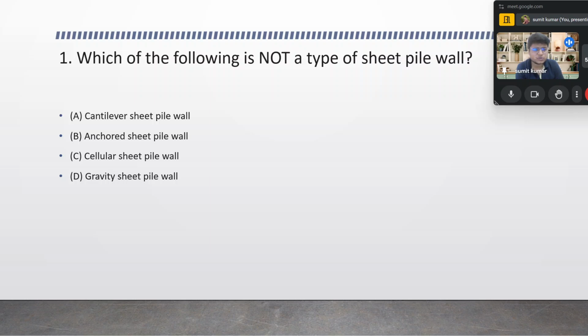Okay, so what is the question over here? Which of the following is not a type of sheet pile wall? The cantilever sheet pile wall is a sheet pile wall. The anchored sheet pile wall is a sheet pile wall. Cellular sheet pile wall is also a sheet pile wall, I think so. Gravity sheet pile wall is not a type of sheet pile wall. Over here, the answer is already given. I will take the pen as well for this. So I am correct. The gravity sheet pile wall is not a type of sheet pile wall.